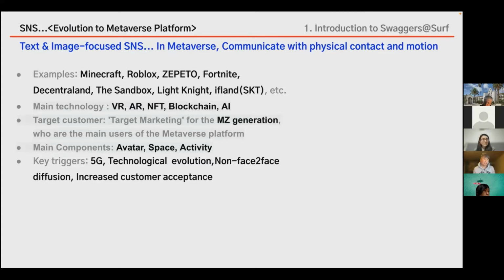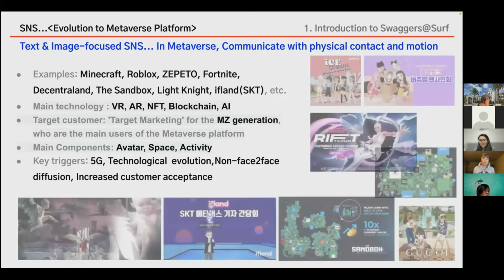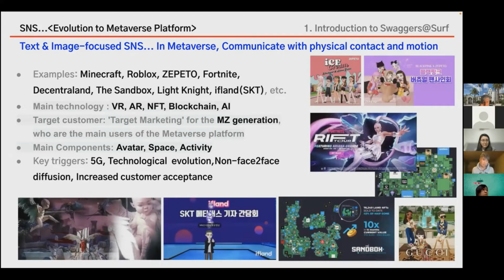So our business is SNS and has evolved into a metaverse. In the past, social media was text and image oriented. However, in the metaverse, we communicate through real contact and motion. Metaverse has many platforms like Roblox, Fortnite, Decentraland, the Sandbox, and so on. And Zepeto and Ifland in Korea are metaverse platforms also. Today, the main technologies are VR, AR, NFT, non-fungible token, blockchain and AI, artificial intelligence. And metaverse is a field where many attempts and challenges are being made by convergence of these technologies.